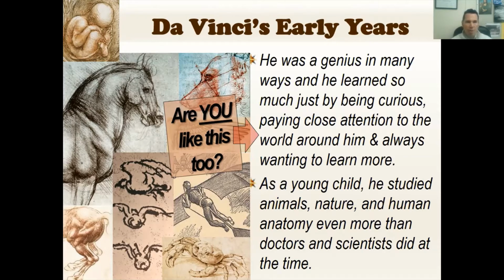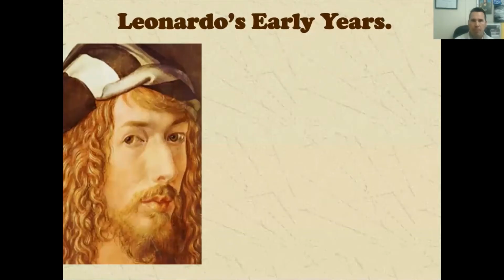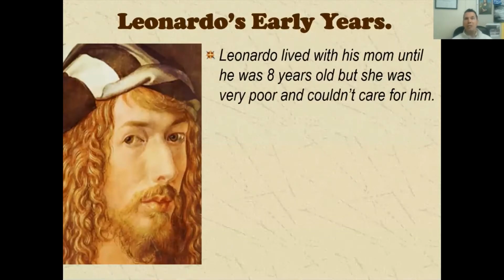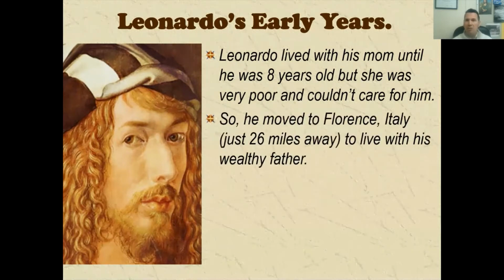Look at those drawings to the left. You can see how detailed his drawings were of that horse and the unborn child and the crab. And you know, his drawings were so detailed because he studied these animals and nature and humans so closely. Leonardo lived with his mom until he was 8 years old, but she was very poor and couldn't care for him. So he moved in with his father.